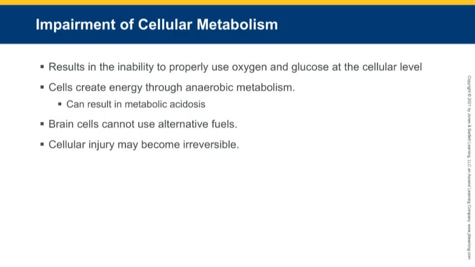Impairment of cellular metabolism results in the inability to properly use oxygen and glucose at the cellular level. Cells create energy through anaerobic metabolism, which can result in metabolic acidosis. Brain cells cannot use alternative fuels, and cellular injury may become irreversible.